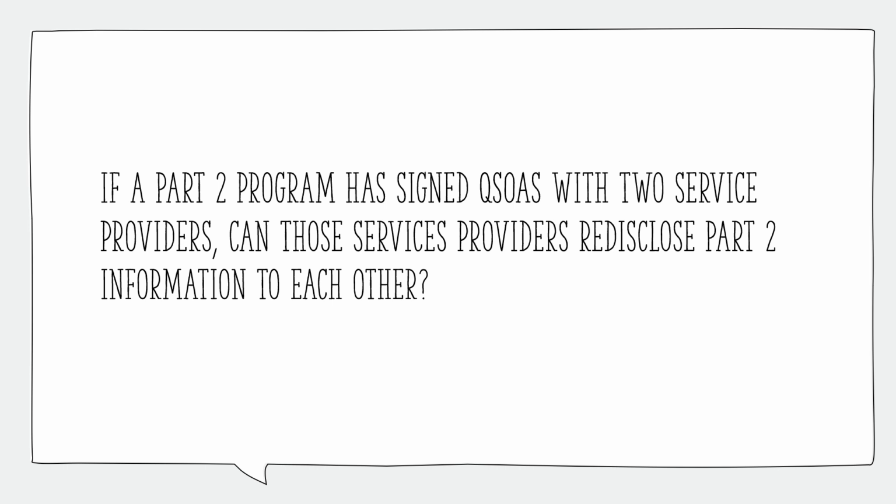Once the HIO obtains the lab results, it could, through the QSOA it's signed with the Part 2 program, send those results to the Part 2 program, assuming that was a service described in the QSOA. So let's say we have XYZ treatment facility, and they're contracting with ABC Labs. In order for any information to be disclosed to the HIO, ABC Labs would have to send it back to the treatment facility, and the treatment facility would then have to send it to the HIO.